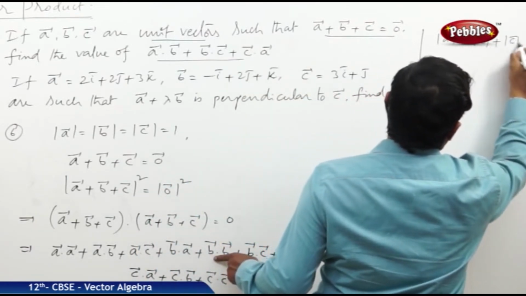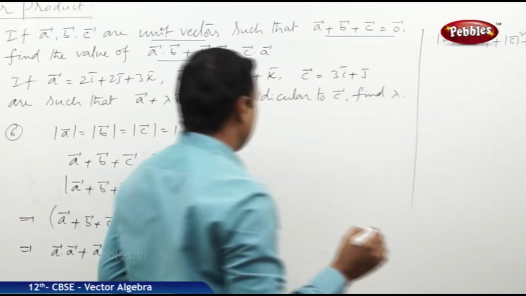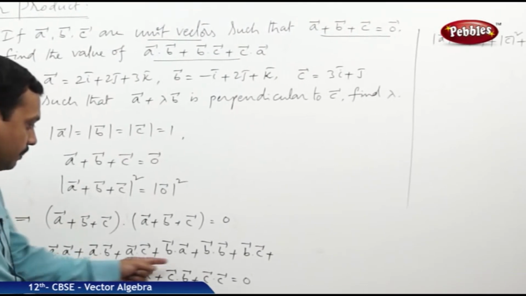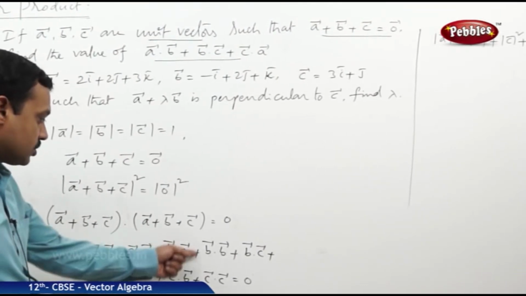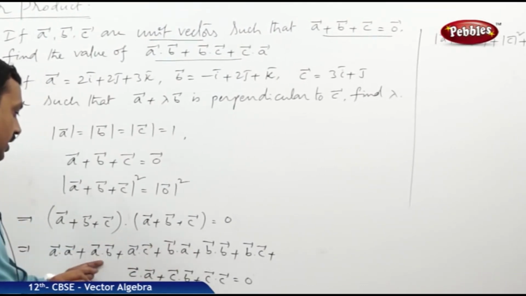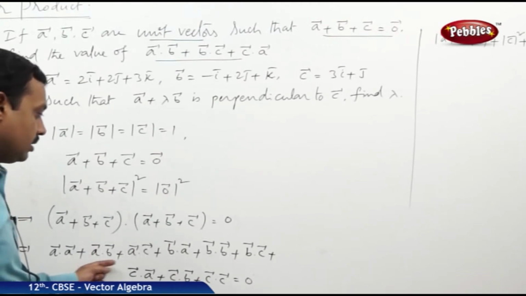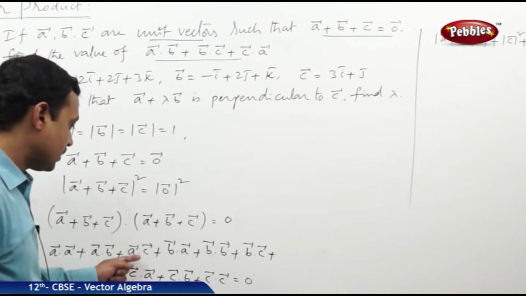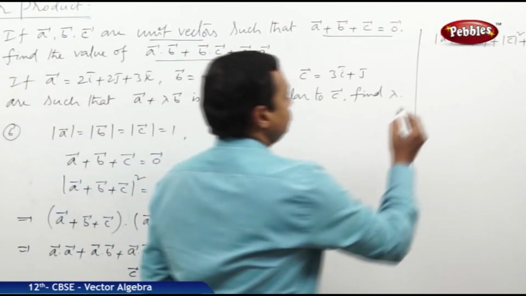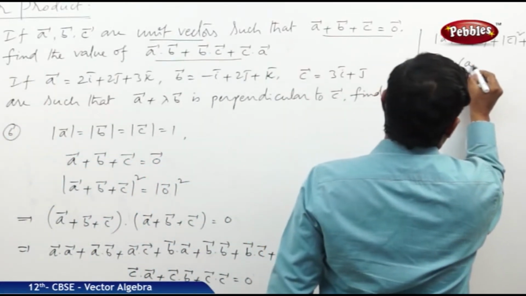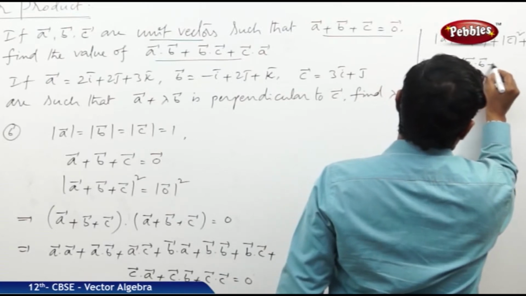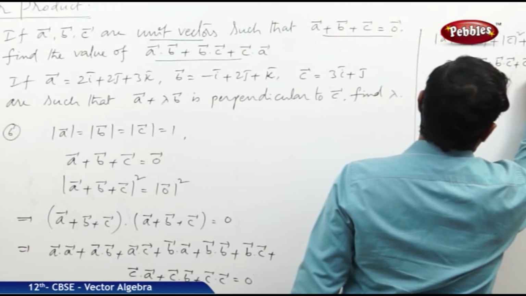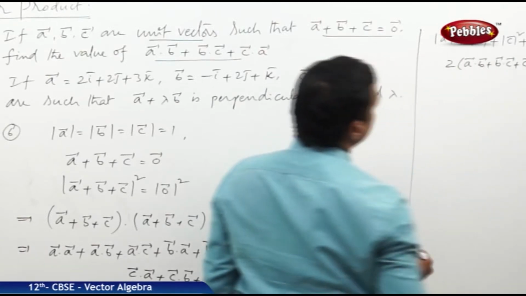C dot C is equal to mod C square plus A dot B plus B dot A. Of course, B dot A is the same as A dot B, so it becomes 2 times A dot B. In the same way, 2 times B dot C, 2 times C dot A. It is 2 times (A dot B plus B dot C plus C dot A) is equal to 0.